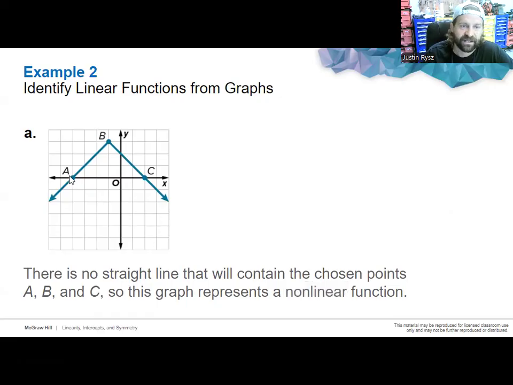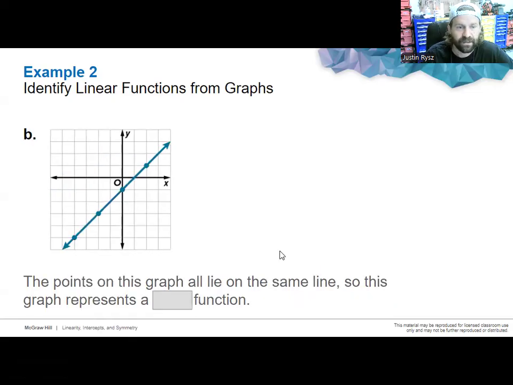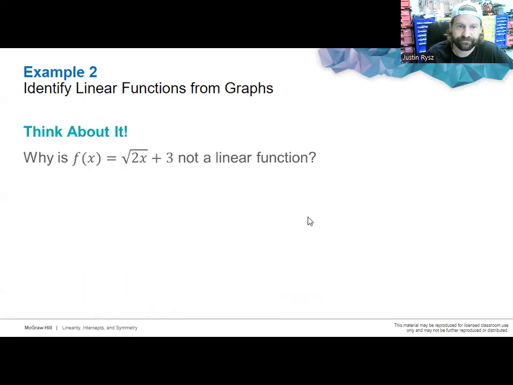Points A, B, and C do not all line up on the exact same line. A and B are on the same line, B and C are on the same line, but not all three of them are on the exact straight line. All right, next one here, we got these 3 points. They all lie on the same line. So this is a linear function. I would say this is pretty easy, right? Straight line, it's a linear function.